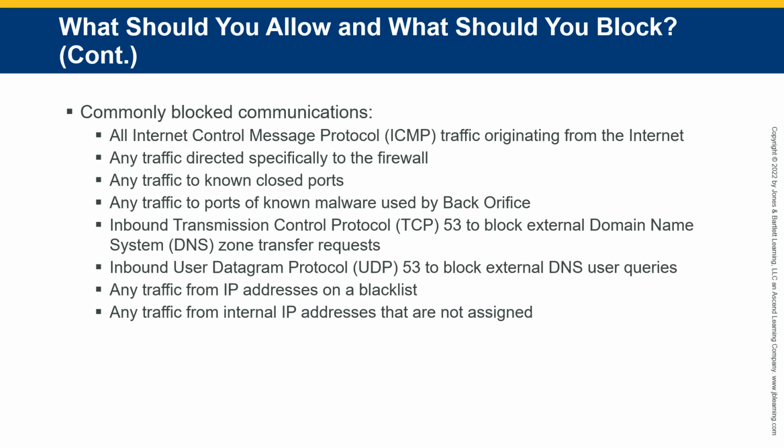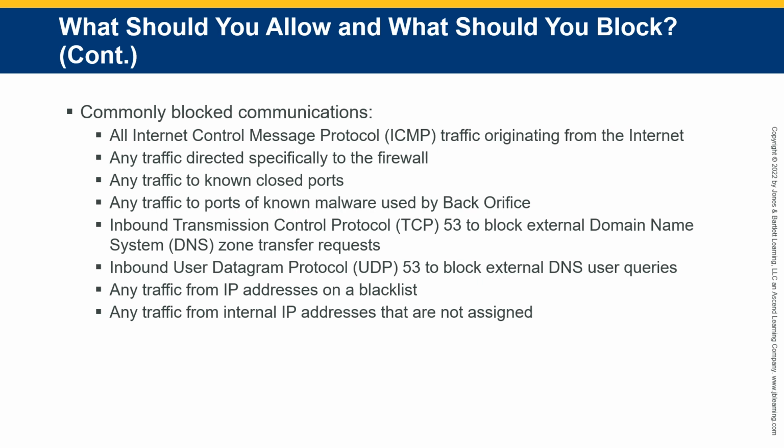So that leads to the question: what should you allow and what should you block? Well, these are ones you want to block. These are like your ICMP traffic originating from the internet. Any traffic that's headed exactly to your firewall, you want to block that. You don't want it connecting to your firewall. Also any traffic to known closed ports, so you don't have somebody doing a port scan on your system. You want to block anything that's not open, so avoid any allow rules for those.